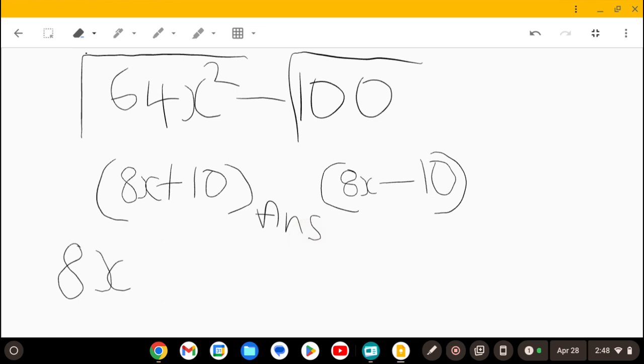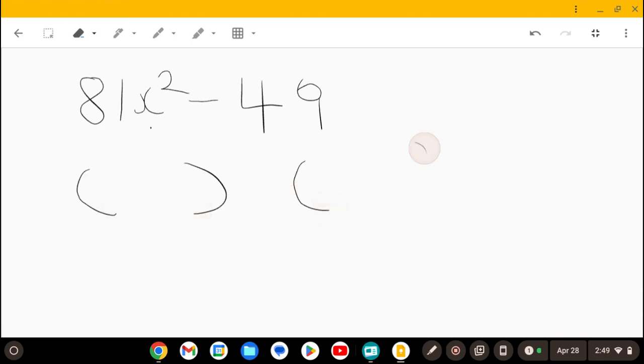So you basically find the square root of each number and just have two brackets with a plus and a minus solution. We can do another one. This will be 81x squared minus 49. As usual, we draw two brackets, one with a plus solution, one with a minus solution.